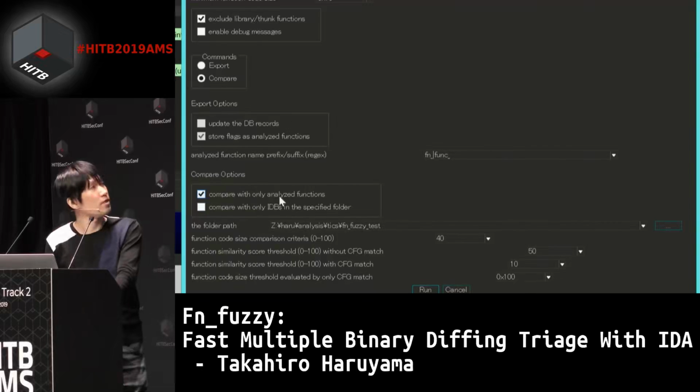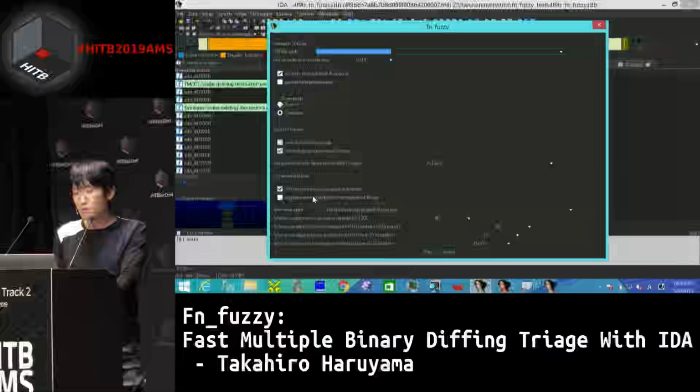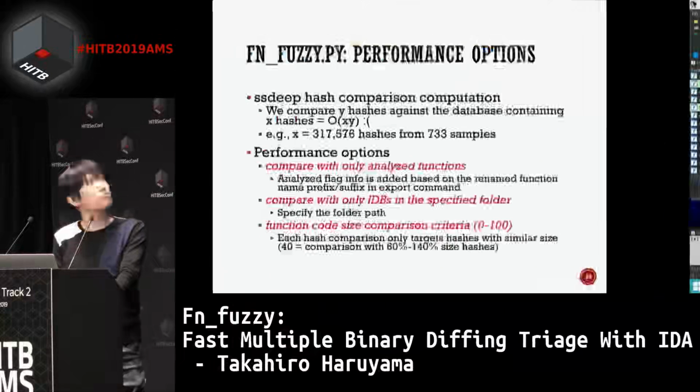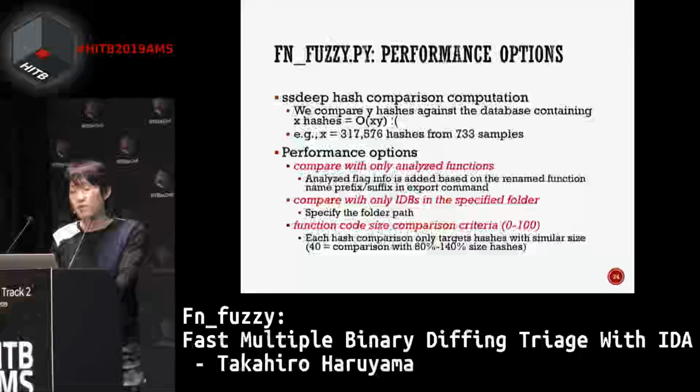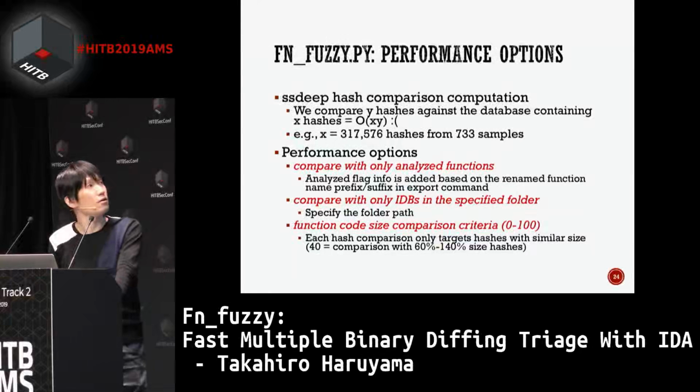By default, the option is enabled because basically I'm not interested in functions that I didn't analyze before. The second performance option is straightforward. Just specify the folder path, then FN Fuzzy compares with only IDBs in the specified folder.